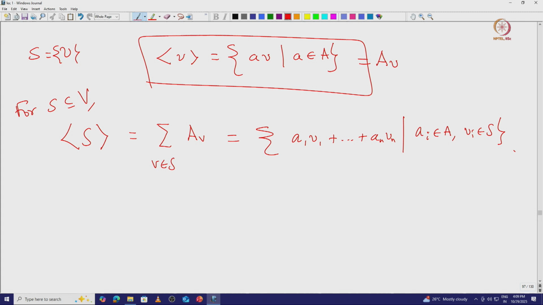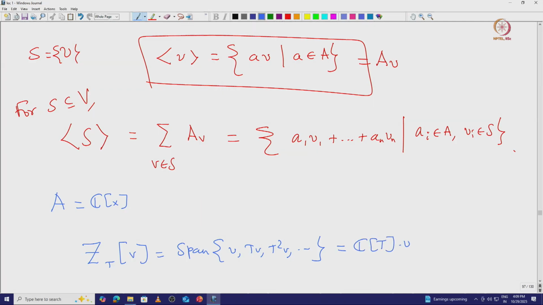So, now if you go back to the cyclic subspace which is T invariant, you can see that when A equals C[x], so this is T v, sorry, T v, this is going to be the span of all the vectors v, Tv, T squared v and so on. So, basically you take any element of C[t], apply it on v. That means this is just C[x] applied on v. So, the subrepresentation generated by a single vector v is nothing but the cyclic space.